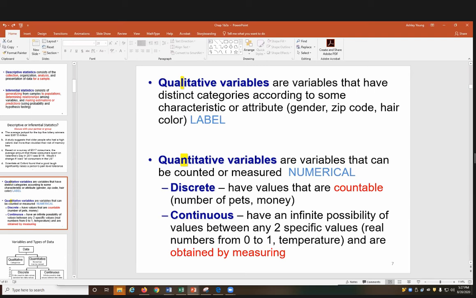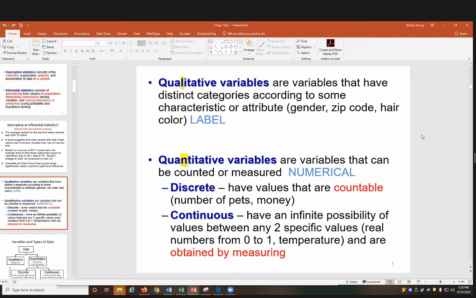Qualitative variables are variables that have distinct categories according to distinct characteristics or attributes, i.e. gender, zip code, hair, keep going. Quantitative variables are variables that can be counted or measured, aka numerical, discrete and continuous. Discrete have values that are countable, number of pets, money. Continuous has infinite possibility of values between any two specific values. Real numbers from 0 to 1, temperature, and are usually obtained by measurement.